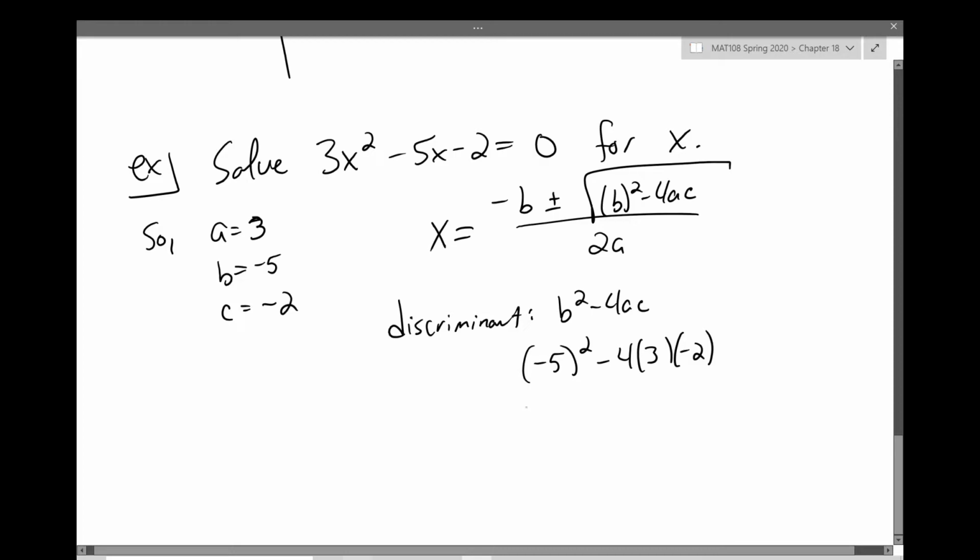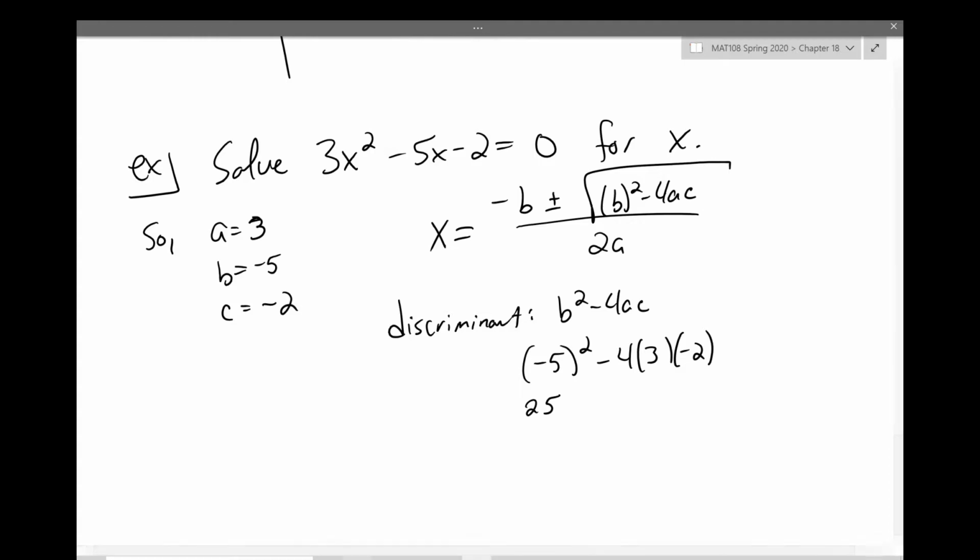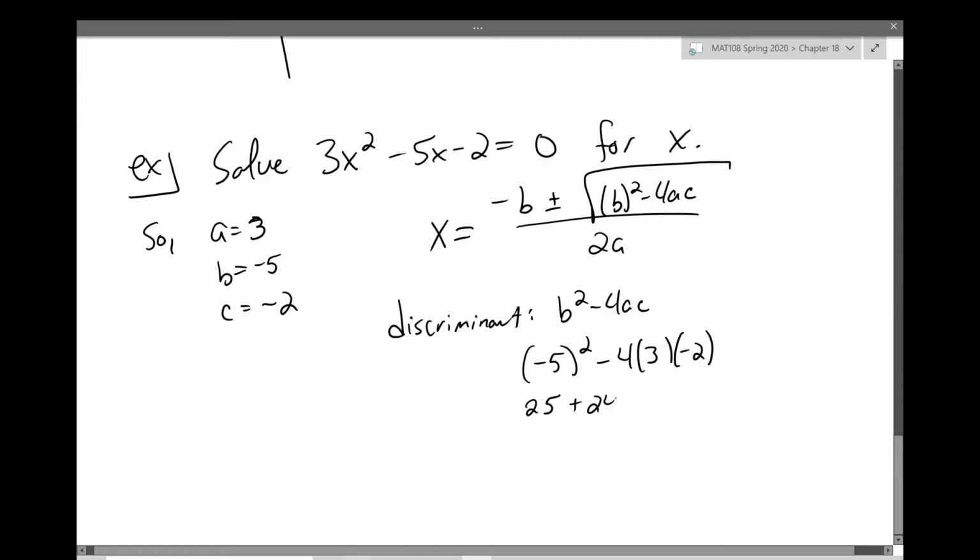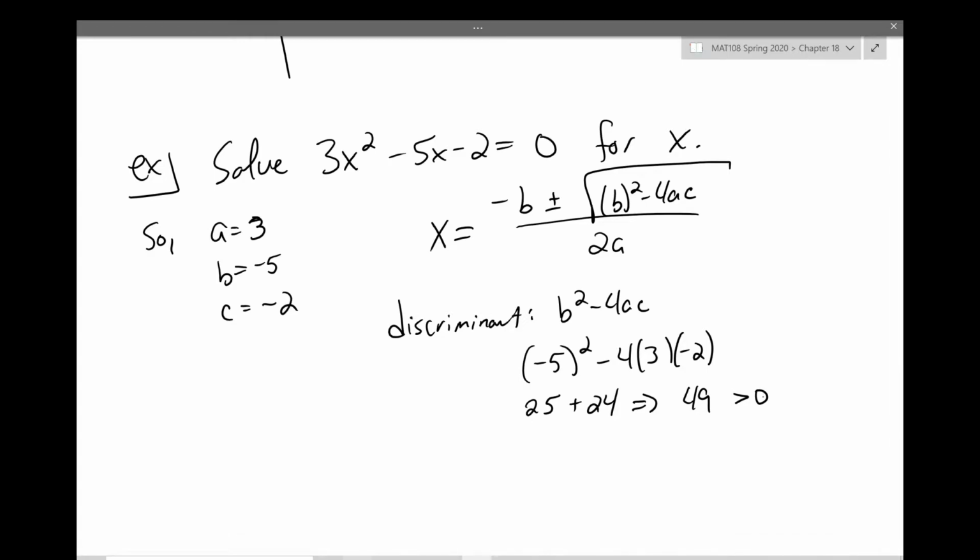Negative 5 squared is 25. Negative 4 times 3 is going to be negative 12, and negative 12 times negative 2 is going to be positive 24. So 25 plus 24 equals 49. And since that is bigger than 0, I know we're going to have two real distinct roots, or two real distinct solutions. And if I were to graph this, it would cross the x-axis twice.